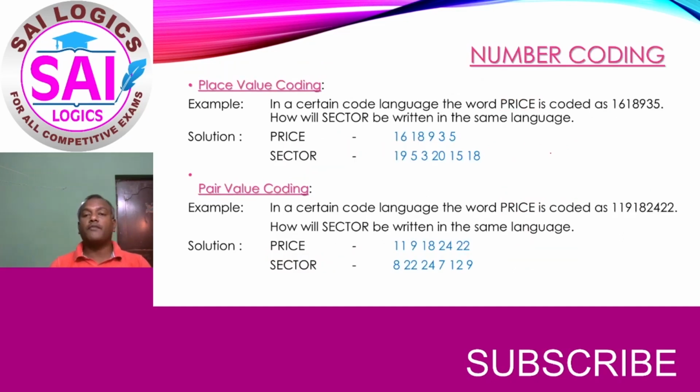And the next type of coding is number coding. In number coding, the number can be coded as an alphabet or an alphabet can be coded as a number. So an alphabet will have 2 values that we have already discussed. They are a place value and the other one is a pair value. So with these 2 values, an alphabet can be coded into a number. So let us see here. The first coding will be with the place value.